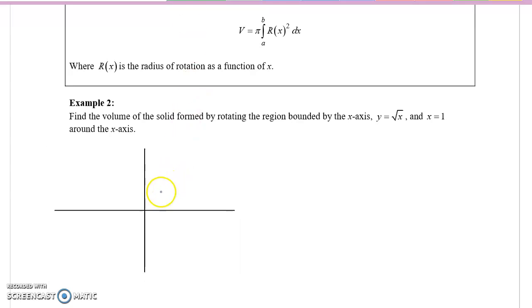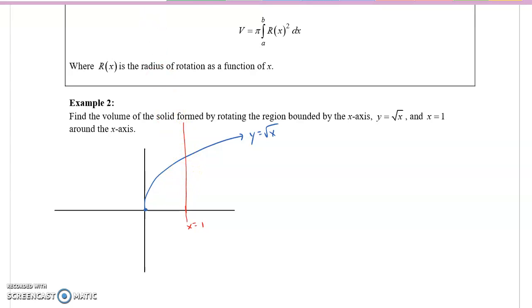And we will graph y equals the square root of x. That starts at the origin and curves like that. Notice that I'm just doing a rough sketch. I know the basic shape, so I'm just going to draw that. And then x equals 1 is going to be a vertical line. Let's call it x equals 1 right here. That's the vertical line. Okay?